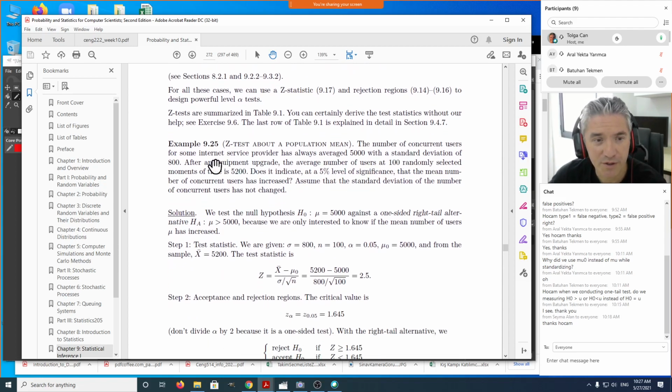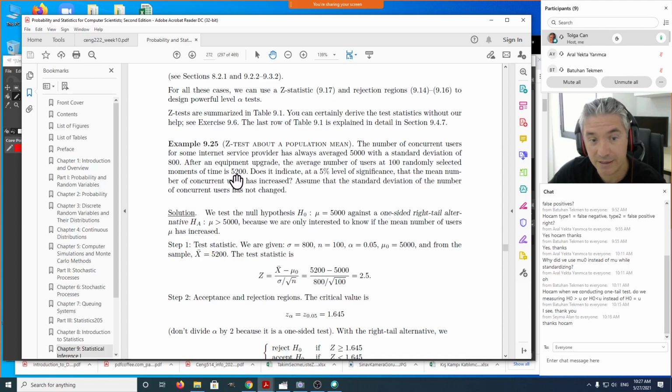The number of concurrent users for some internet service provider has always averaged 5,000 with a standard deviation of 800. So the standard deviation is given to us, and the mean is given to us as well as 5,000. After an equipment upgrade, the average number of users at 100 randomly selected moments, so we have a sample of size 100.